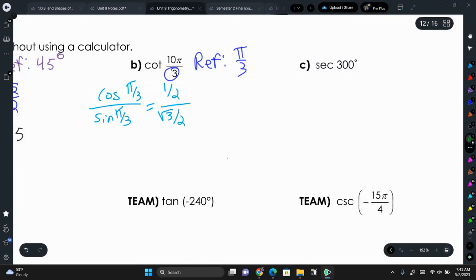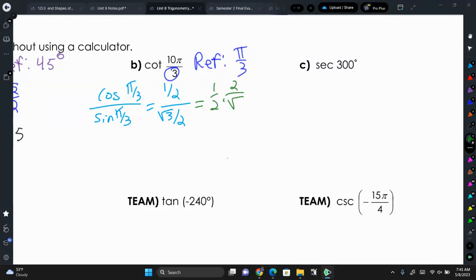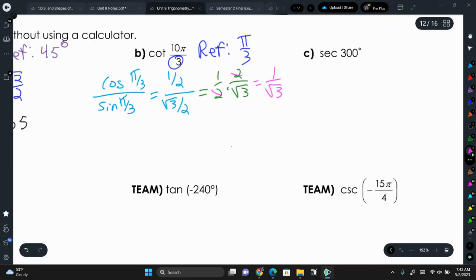Well, we then have to multiply by the reciprocal. The 2's cancel, so we have 1 over the square root of 3, which you guys are getting good at rationalizing without having to show all the work. Multiply the top and bottom by the square root of 3. So we get the square root of 3 over 3.